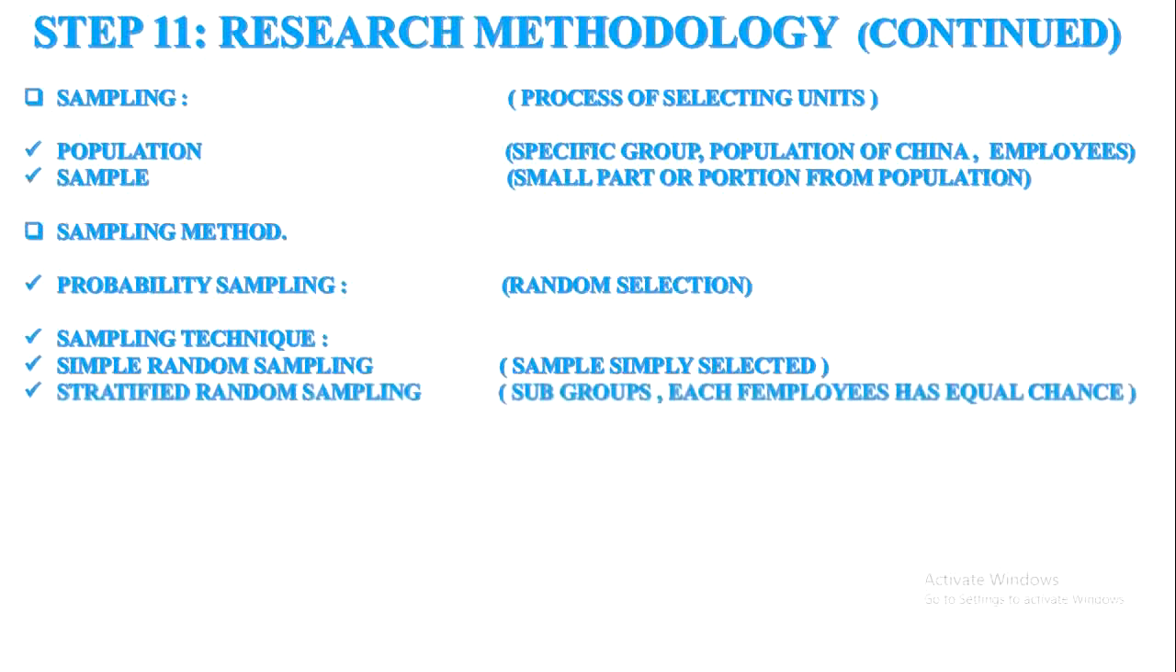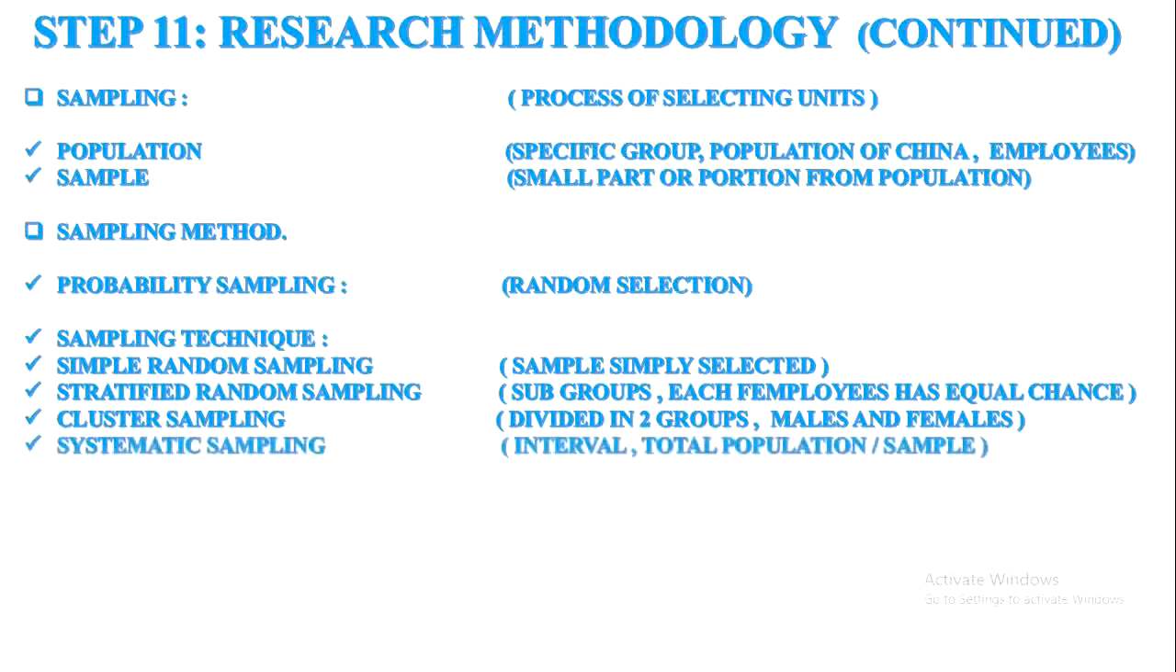Then comes your stratified random sampling, which is sampling done in subgroup forms, such as each employee has an equal chance. Then there is cluster sampling, which is done by dividing people into 2 groups, such as males and females. Then there is systematic sampling, which is interval sampling. It's done in interval phases. It's calculated by total population divided by the sample of your study.